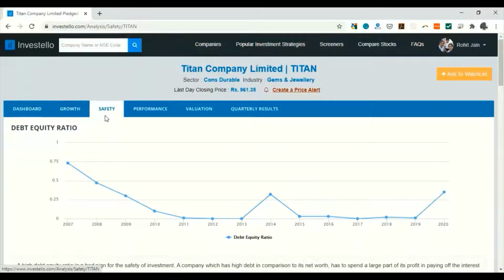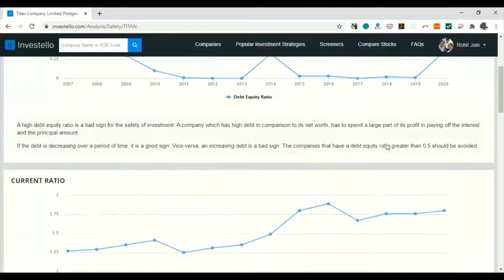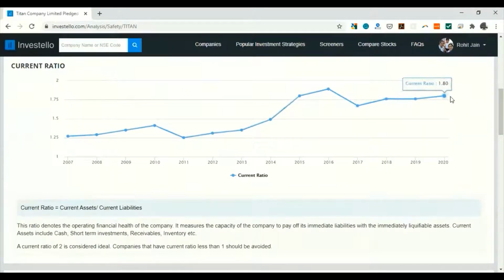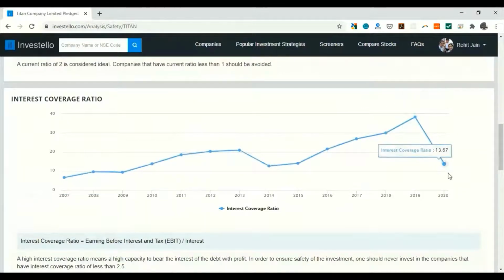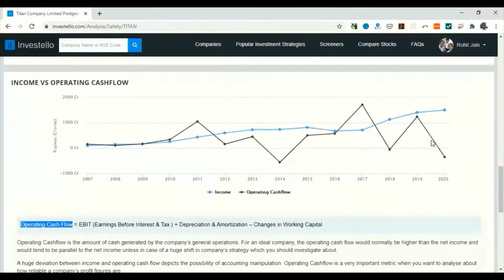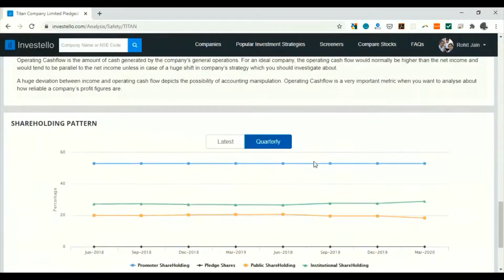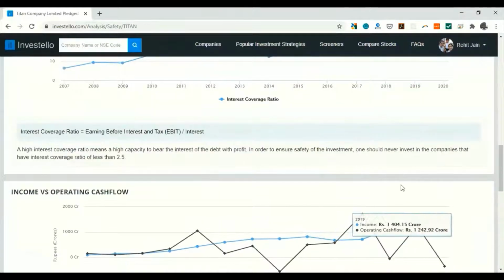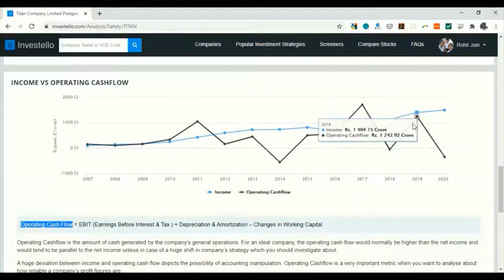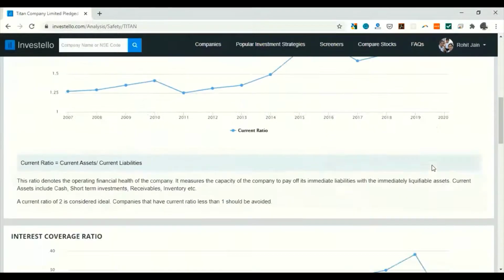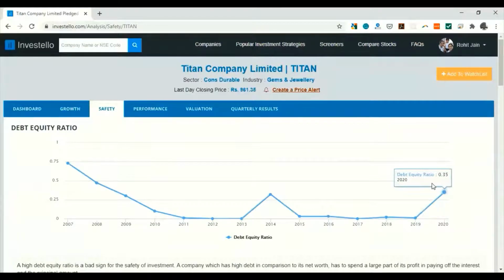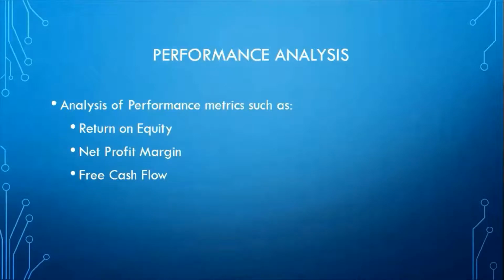By looking at Titan's safety analysis, the conclusion points are the debt has increased, and the current ratio is below 2, and interest coverage ratio has obviously come down because of the increasing debt. Income versus operating cash flow graph: operating cash flow is moving below income, which is again a red flag. Promoter shareholding is stable. There are no pledged shares. But overall, looking at the picture, I'm worried about this decreasing operating cash flow and this increasing debt.